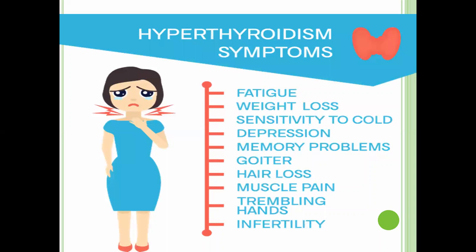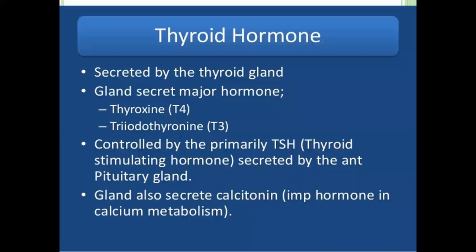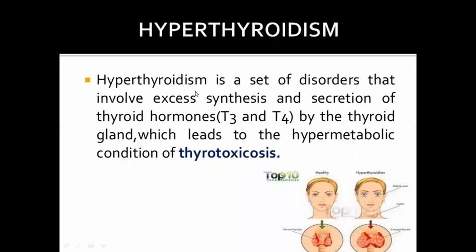Up to this, are all the points clear? We covered the thyroid hormone, its secretion, and the role of thyroid hormone in the body. Excessive secretion of thyroid hormone leads to hyperthyroidism, and inadequate secretion leads to hypothyroidism. In hyperthyroidism, there is an increased level of T3 and T4 hormones, which leads to this disorder.